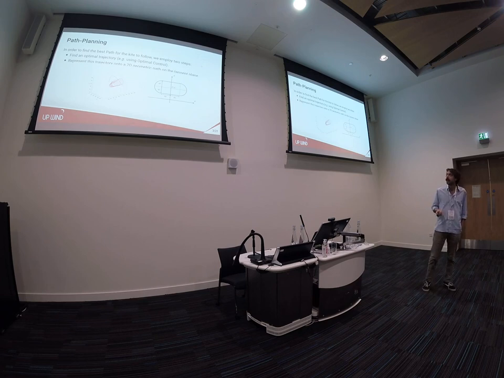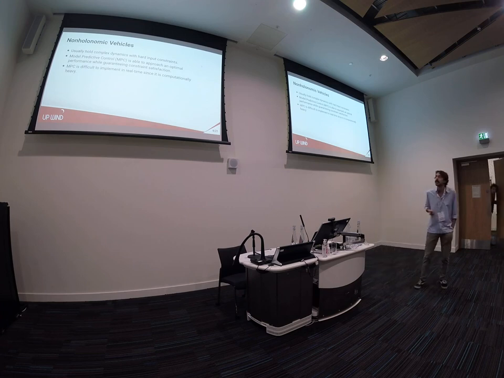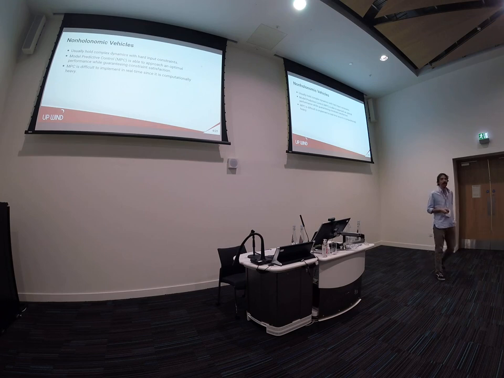And here we are talking about non-holonomic vehicles. Non-holonomic vehicles are vehicles that usually have really complex dynamics. For example, a car is a non-holonomic vehicle; these are vehicles that cannot move everywhere. For example, a car cannot move sideways. It would be great for parallel parking, but it doesn't work that way.